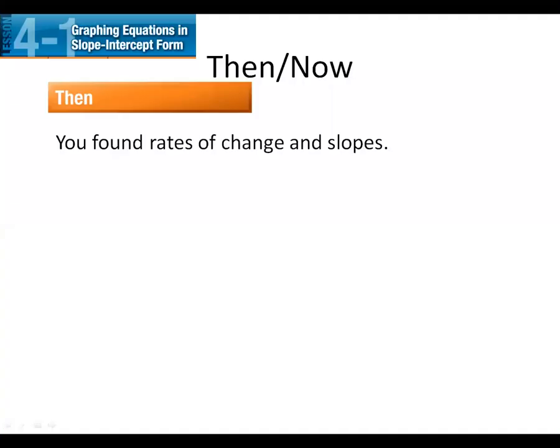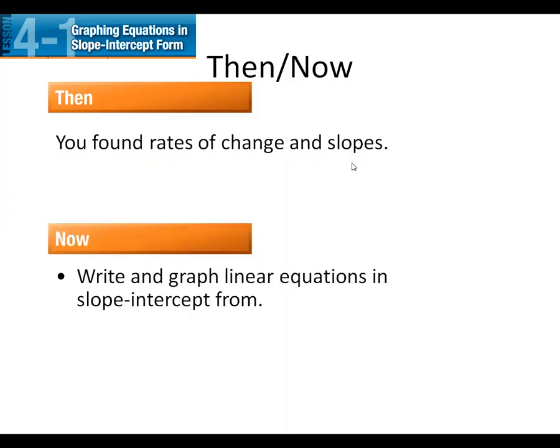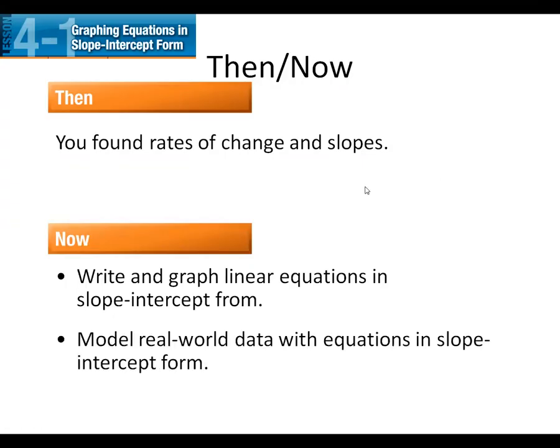All right, guys, we're starting chapter 4 now. Do you believe it? Already into chapter 4, which is all about equations of linear functions. So section 1 is called graphing equations in what's called slope-intercept form. So previously you found rates of change and slopes, and now we're going to write and graph linear equations in slope-intercept form and model real-world data with equations in slope-intercept form.